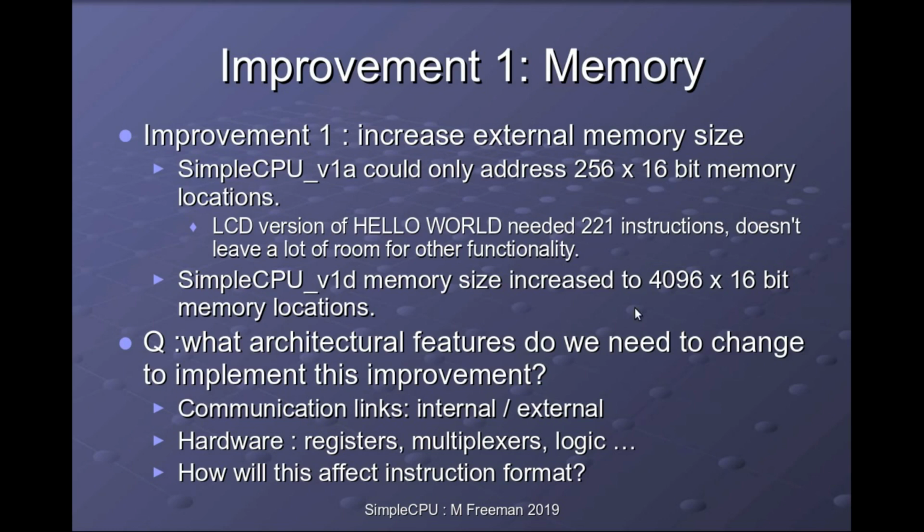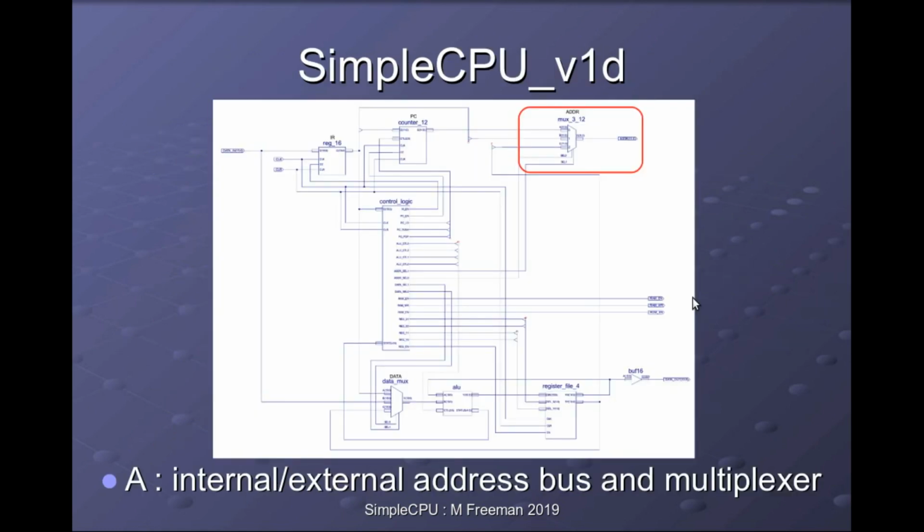But obviously this will have an impact on the computer's hardware. So what architectural features do we need to change inside our system to allow it to address 4000 memory locations? That is, how will it affect the communication links, the various hardware elements in our system, so the registers and multiplexers and other logic, and perhaps more importantly, how will it affect the format of the instruction, as we're limited to 16-bit storage.